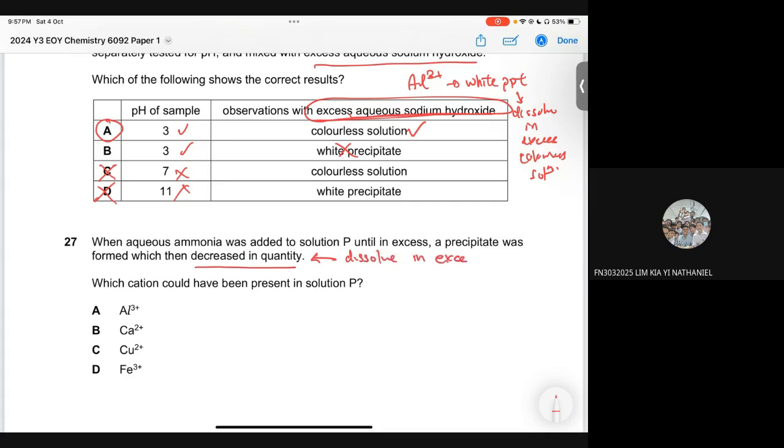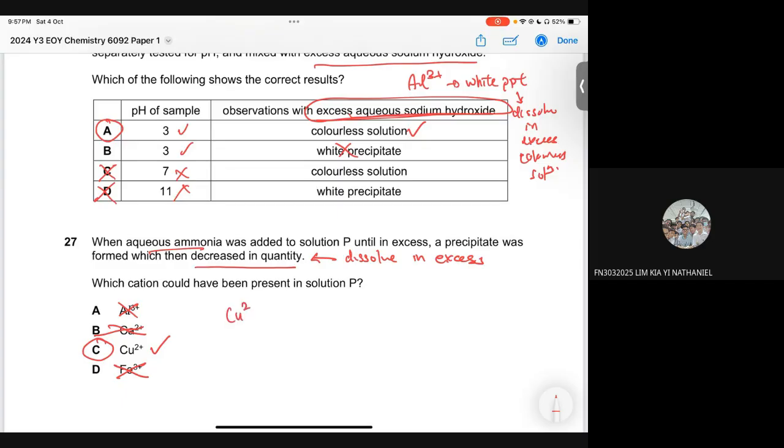Okay, dissolved in excess. So the first thing is it must form a precipitate, so I know B is out because calcium doesn't even form a precipitate. Next, which precipitate will dissolve in excess? I know that Fe3+ won't dissolve in excess. I know Al3+ in aqueous ammonia won't dissolve in excess. Therefore, the answer will be Cu2+.